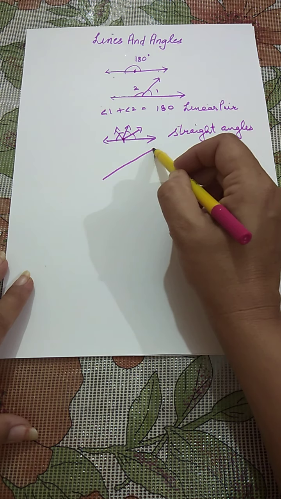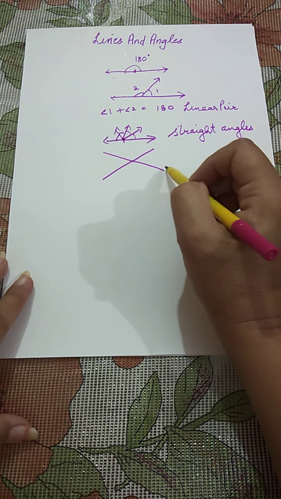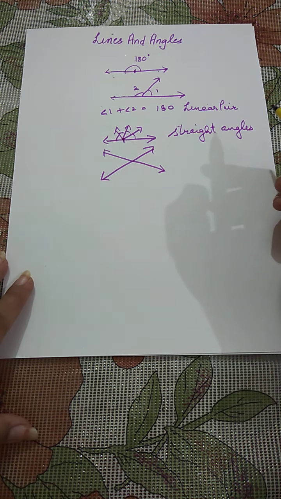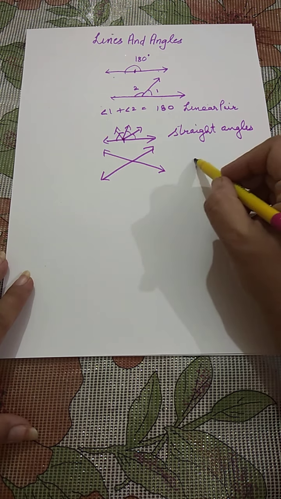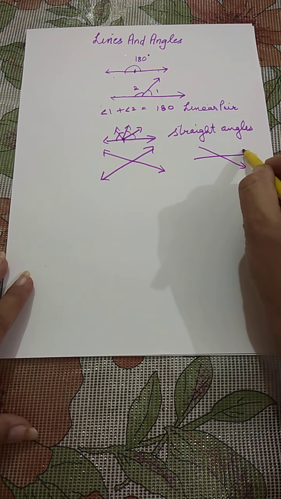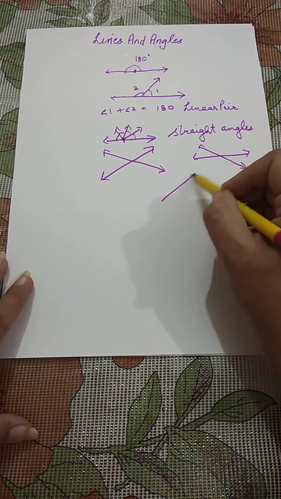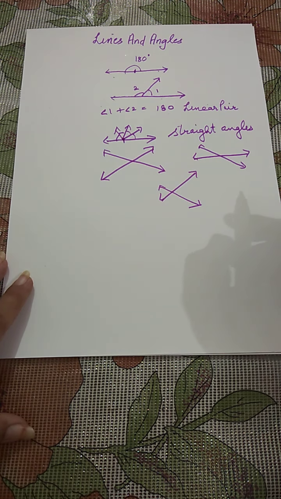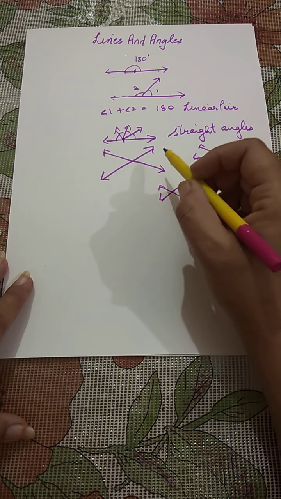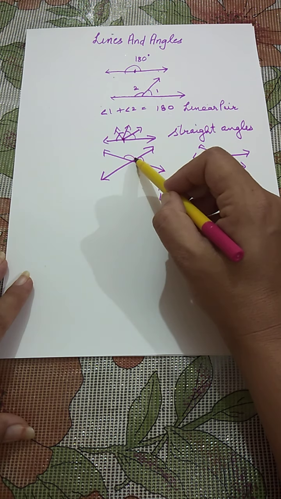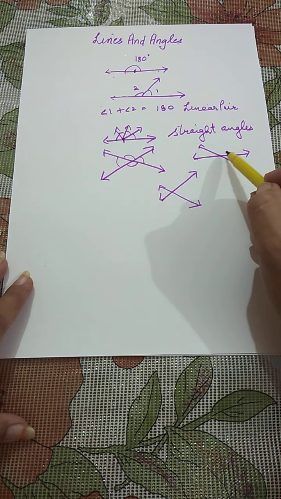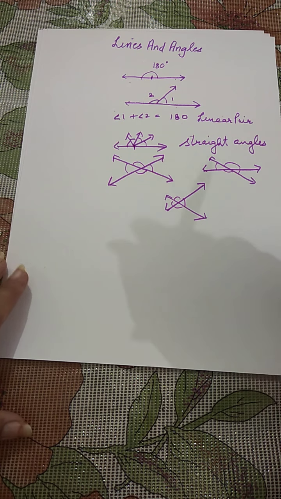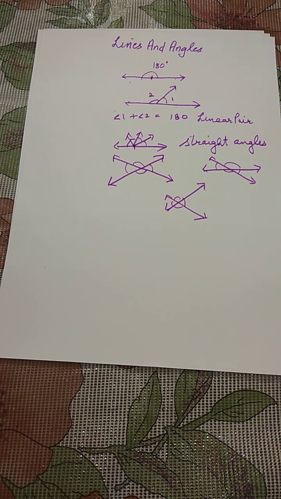Now you have learned in class 6 about intersecting lines. Intersecting lines are when two lines cut each other. They can cut at any angle, it is not necessary to be a particular angle. When two lines intersect each other, they are called intersecting lines. They also form angles, like this is one angle, 2, 3, 4. Over here also four angles are formed.